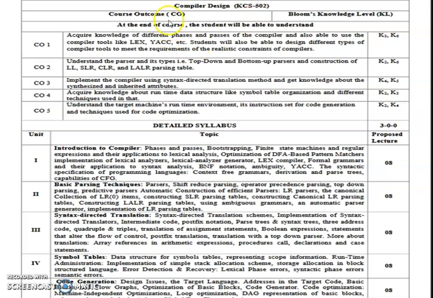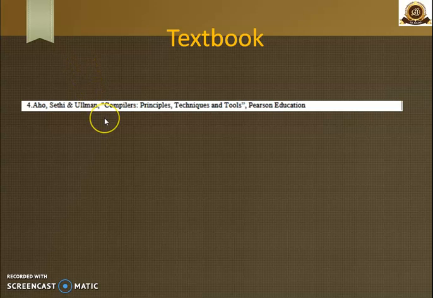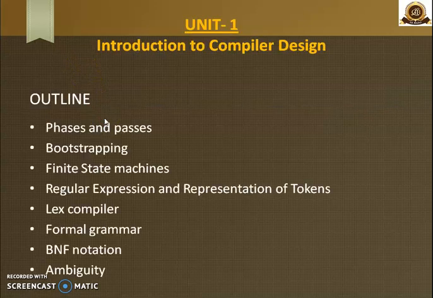So according to the CO1, you are acquiring knowledge of different phases and the different passes of the compiler, and you are going to use the different tools, Flex and Bison tools. So the textbook is Aho, Sethi and Ullman. So these are the content of the first unit.